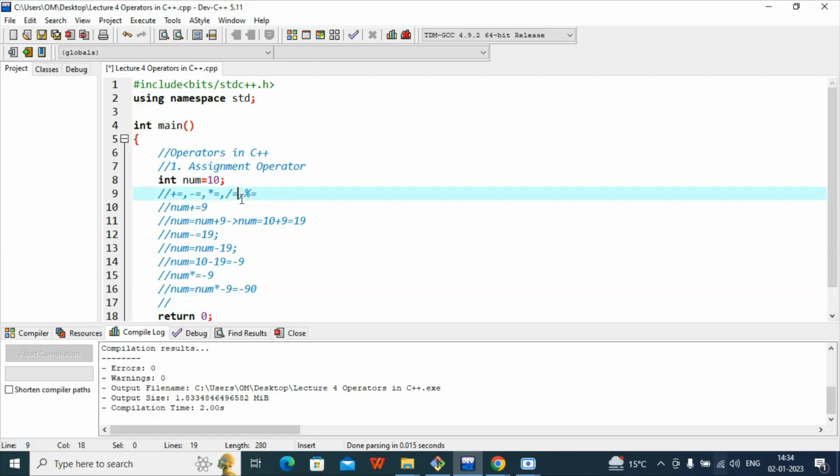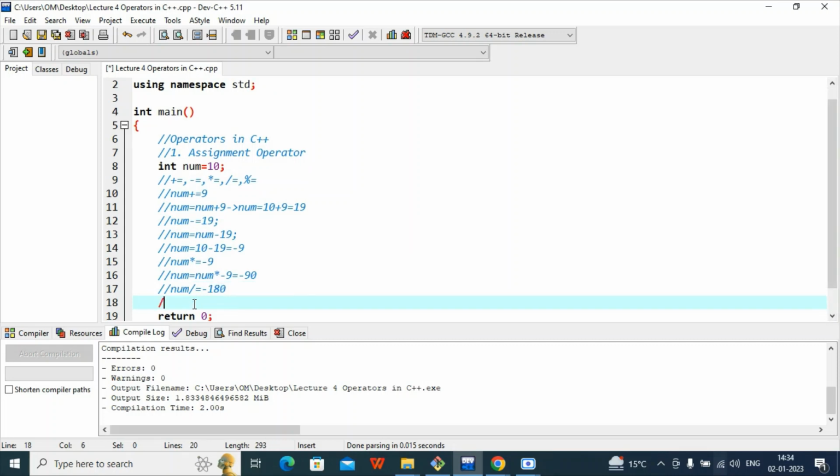Now, fourth operator is your divide. So your num is 10 again. How will you do it? Num divide equals to, let us take something which minus 90 can divide, so that the calculations will become easy. Let us suppose we take minus 80, right? Now how will you expand it? Num equals to num by minus 90, the previous value that you gained.